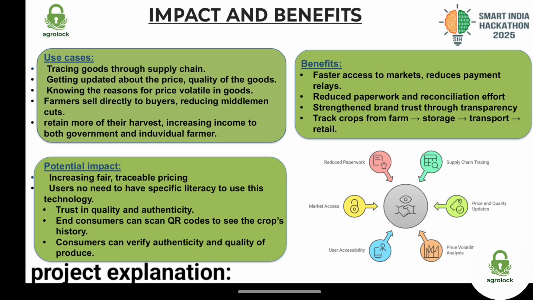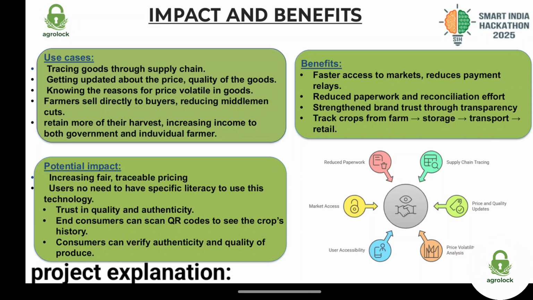Benefits: faster access across the markets, reduced payment delays, reduced paperwork and reconciliation efforts, and strengthened brand trust through transparency. Potential impacts: increasing fair traceable price, trust in quality and authenticity. The end consumer can scan QR codes to see crop history. The consumer can verify the authenticity and quality of the produce.